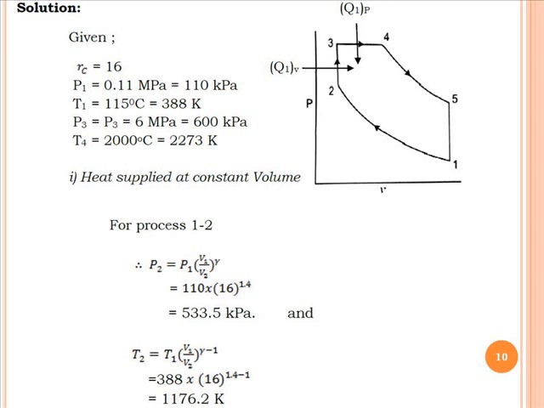Similarly, T2 temperature is equal to T1 into V1 upon V2 raised to gamma minus 1. So T1 temperature is known to us, 388, and V1 by V2 is known to us, that is 16, and gamma minus 1, that is 1.4 minus 1. So T2 is 1176.2 Kelvin. So P2 and T2 values are available with us.